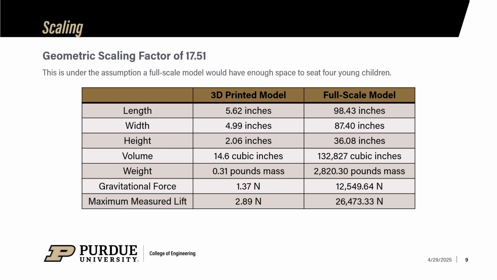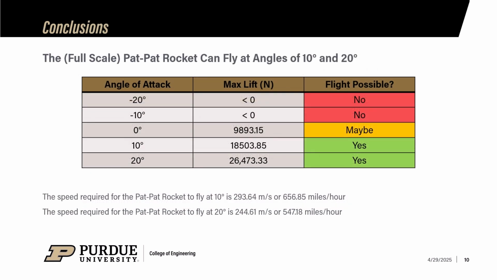And importantly, the gravitational force is much heavier. However, the maximum lift is still well above that gravitational force, indicating possible flight. With that maximum lift force being greater than the gravitational force, we can see that with 20 degrees angle of attack, the flight is possible with pure acceleration. In addition, 10-degree angle of attack is also suitable.